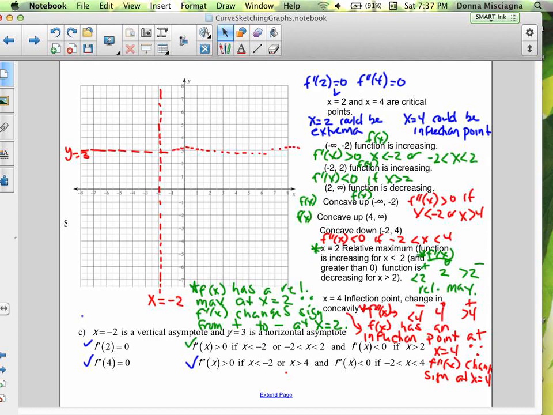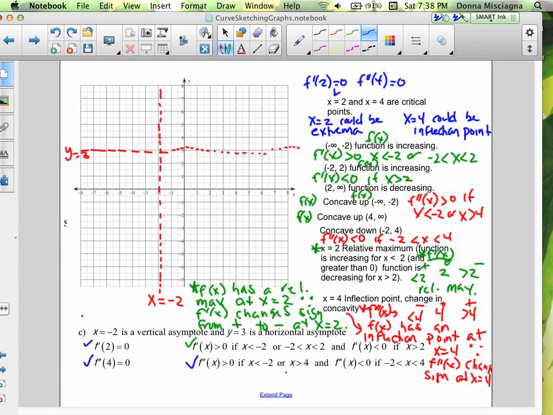All right, let's see if we can draw this thing. Remember, we can't cross the vertical. We're not going to cross the vertical or horizontal asymptotes. A function could cross the horizontal asymptote, but we're not going to, and it doesn't tend to cross them when there's only one vertical asymptote, so let's try not to.